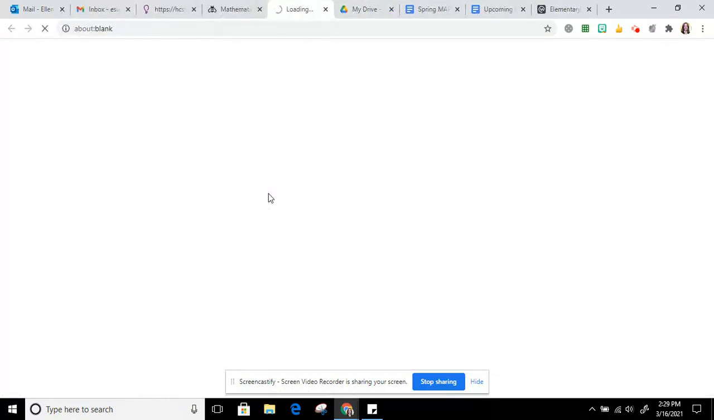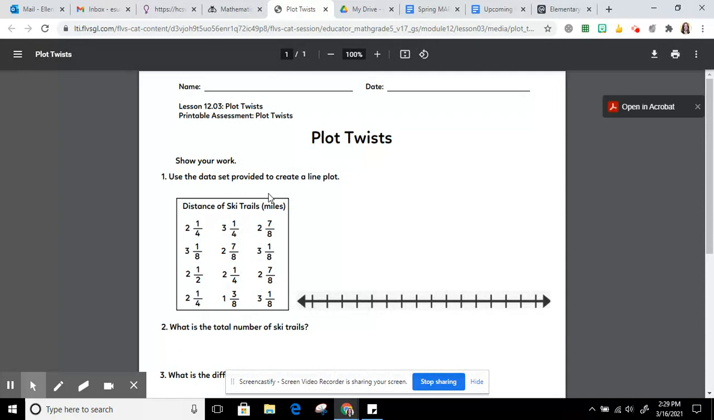You can click on Plot Twists. It's a 1-page worksheet assignment, and you're going to be completing a data set on the line plot and then answering some questions based on that data. So with all of these problems, boys and girls, you need to show your work. I can't stress that enough. I cannot give you full credit if you just provide the answers. You have to show your work and show the math that you're using to solve these questions.